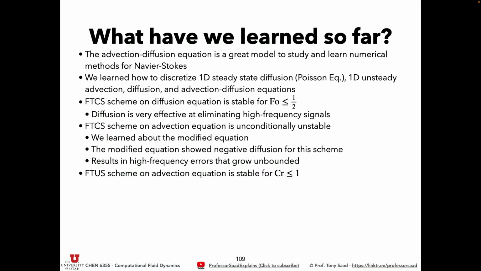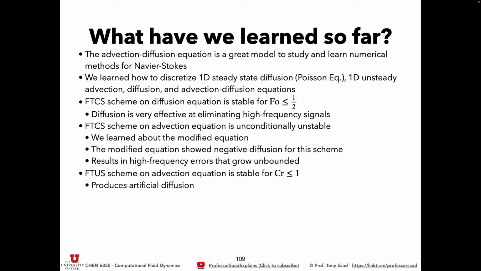Then we learned about the FTUS scheme, which is forward in time upwind on advection. And that is stable, we learned today, when the Courant number is less than 1. So now you can go back to your code, and you've chosen delta x, you've chosen your speed, then you can calculate a stable delta t from that combination by making sure that your Courant number is less than 1. I use 0.99, for example, or 0.95, okay?